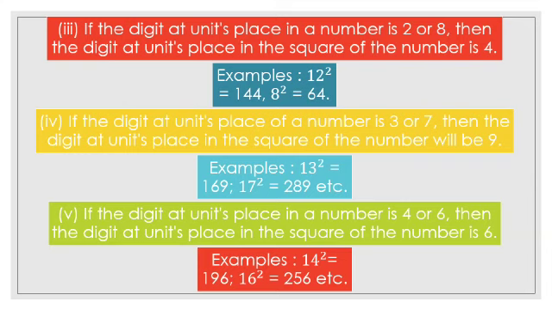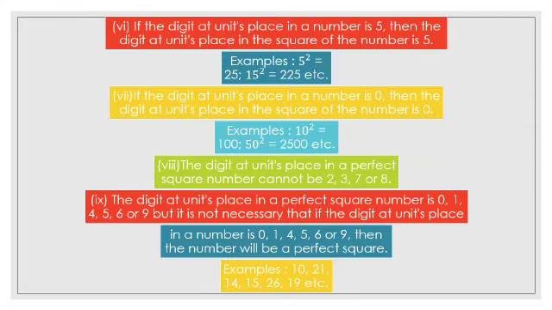Next, if the digit at the units place in a number is 4 or 6, then the digit at the units place in the square of the number is 6. Example, 14 squared is 196, 16 squared is 256. In both 14 and 16, we see that the squares we get have a units digit 6.